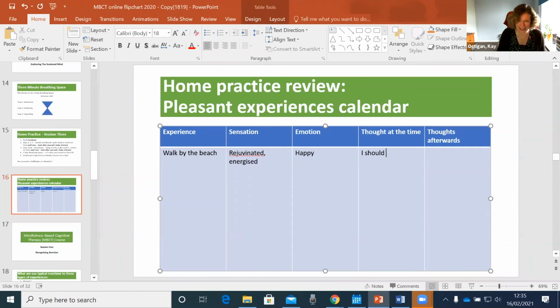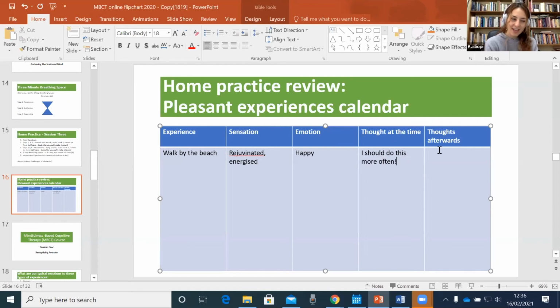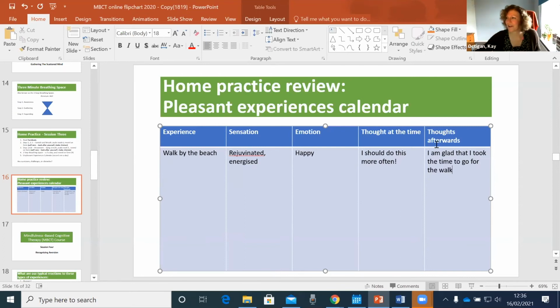Lovely. So we can see here how when we experience a pleasant event, there can be that sense of, oh, yes, I'd like a bit more of this. Yeah, if possible. Yes, please. Yeah, I should do this more often. Isn't that so lovely how the mind, when we experience a pleasant event, it really does sort of ask, oh, yes, please. And any thoughts now as you recall it? That I'm glad that I took the time to go for the walk. Yeah. Lovely. Thank you, Calliope, for sharing that with us.